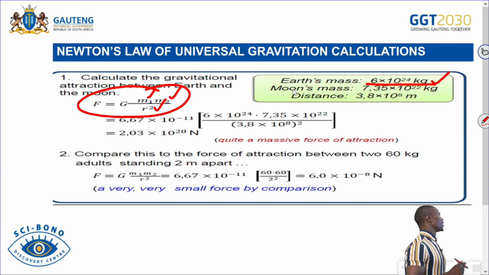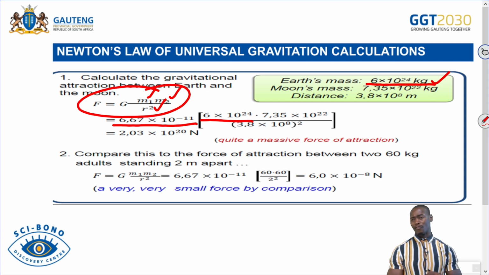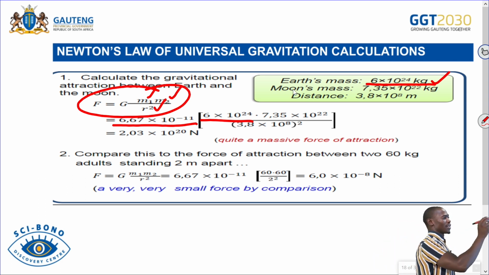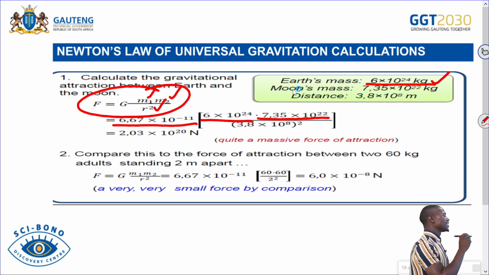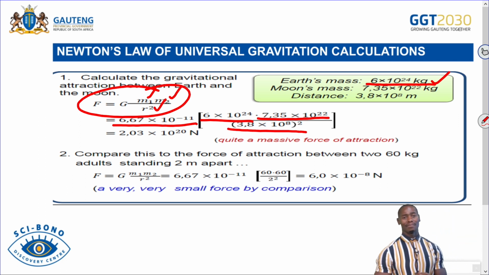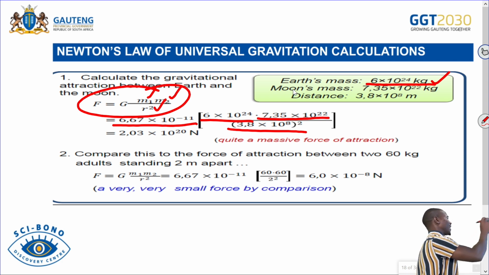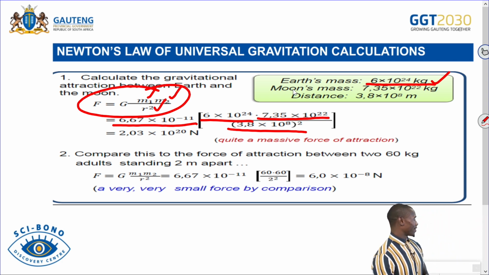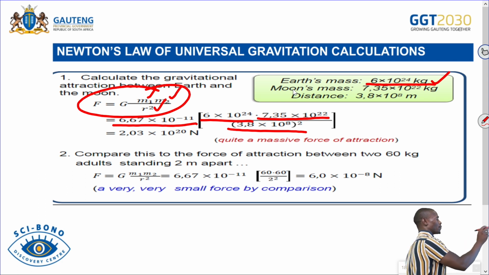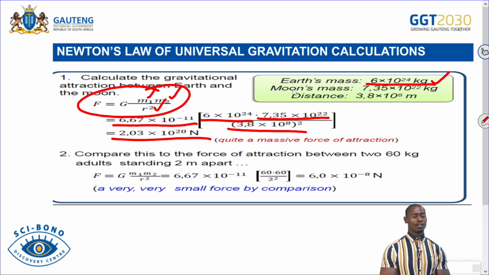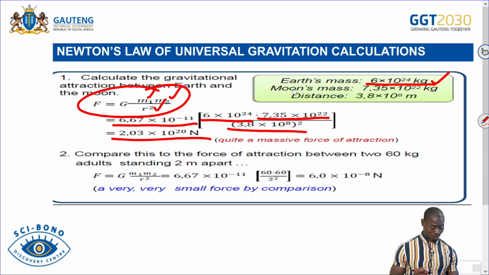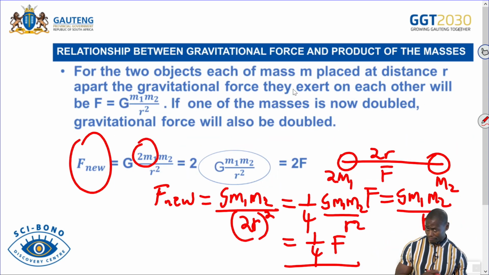All right, then G is 6.67 times 10 to the power negative 11, and then mass of the Earth is 6 times 10 to the power 24. And then the mass of the moon, 7.35 times 10 to the power 22. And then the distance between the centers is 3.8 times 10 to the power 8 meters, but all squared because of that r squared. Okay, so we have to square that. And then the gravitational force will be 2.03 times 10 to the power 20 newtons. Attraction. So there's attraction between those two objects, which is the Earth and the moon. So learners, I want to show you something also here when it comes to this equation.